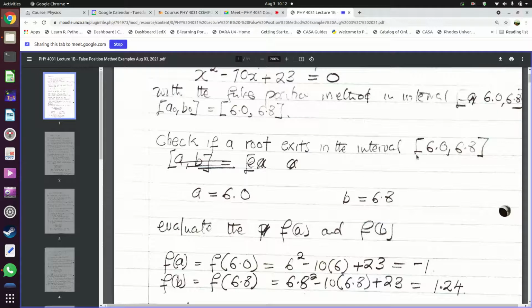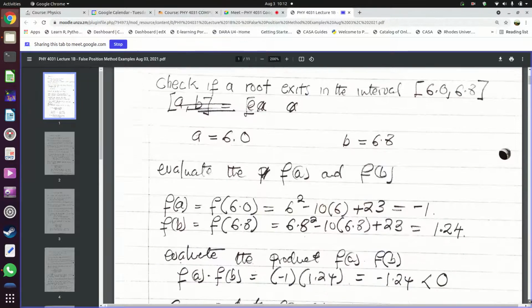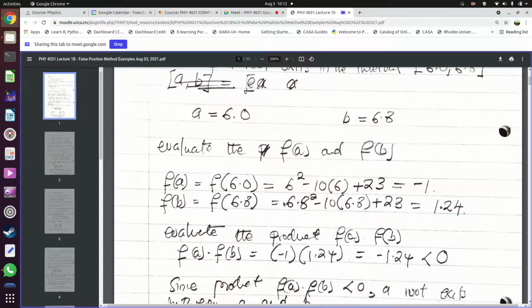So how are you going to do that? In this case, your A is 6.0, your B is 6.8. You need to find f of A and f of B. So you evaluate the function x squared minus 10x plus 23 at A and at B. f of A, that's f of 6, is 6 squared minus 10 times 6 plus 23, which is negative 1. Then f of B, that's f of 6.8, is 6.8 squared minus 10 times 6.8 plus 23, which gives you 1.24.